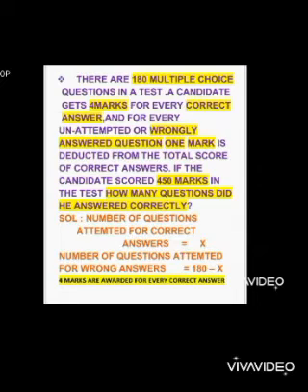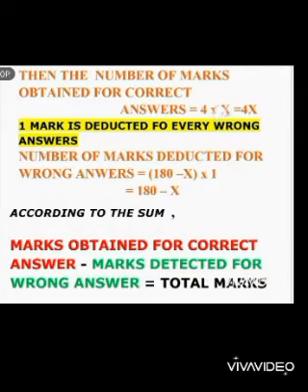Okay. Now, 4 marks are awarded for every correct answer. So, how many questions did he attempt correctly? x questions. Isn't it? So, the number of marks obtained for x correct answers will be 4 into x, which is equal to 4x. Next, 1 mark is deducted for every wrong answer. So, how many questions did he attempt wrong? The number of marks deducted for 180 minus x wrong answers is (180 minus x) into 1, which is equal to 180 minus x.